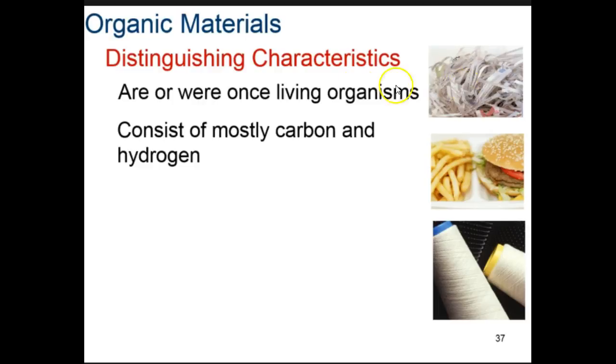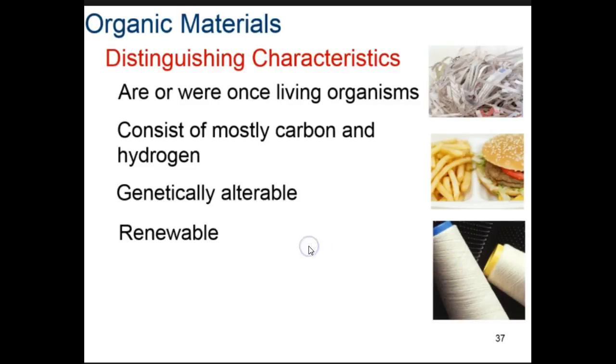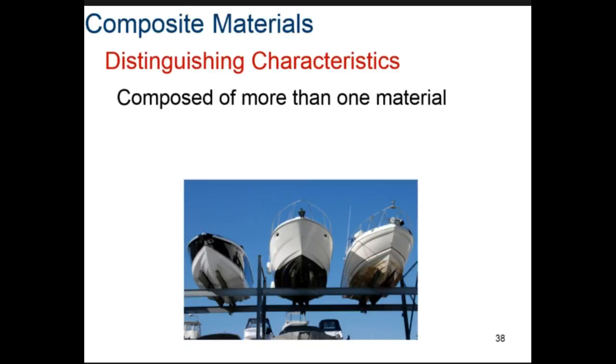Okay, our last category falls under organic. And here we're talking about things that are or once were living things. Paper comes from trees, food, and then materials like cotton, silk. These are all organic. They can be genetically altered. You've all heard of GMOs, genetically modified organisms, and they're renewable. We can make as much cotton as we want easily. Trees for paper is a little bit trickier, but we can also get paper from other organic sources. And they're sustainable. Not only can we make more, but we can keep making more for as long as we want.